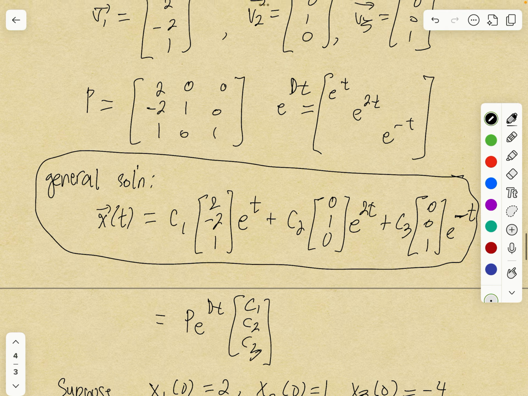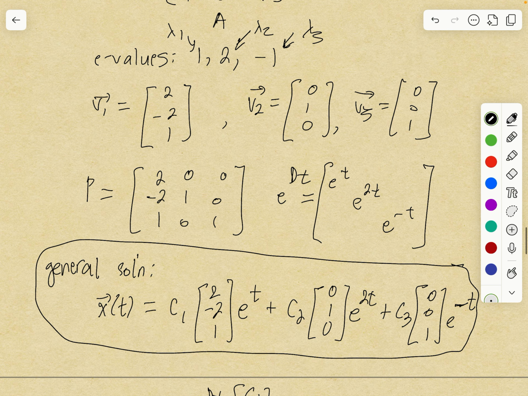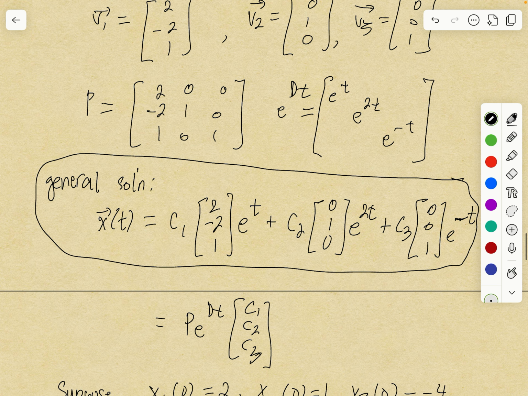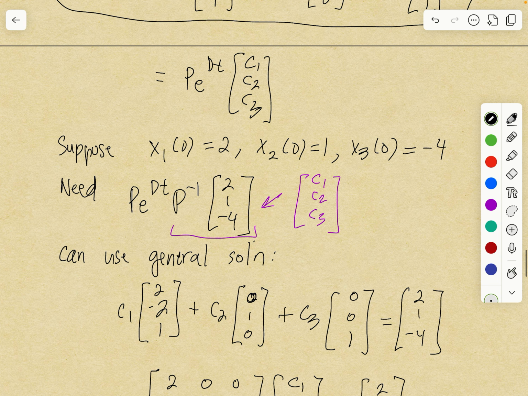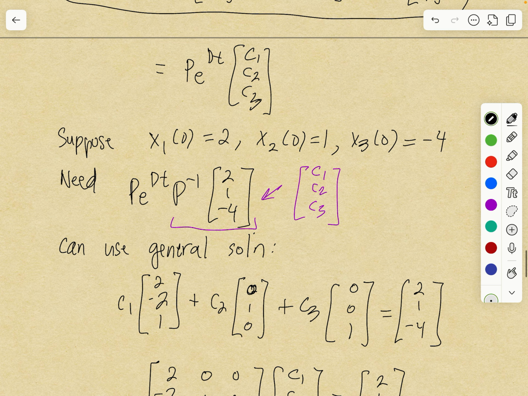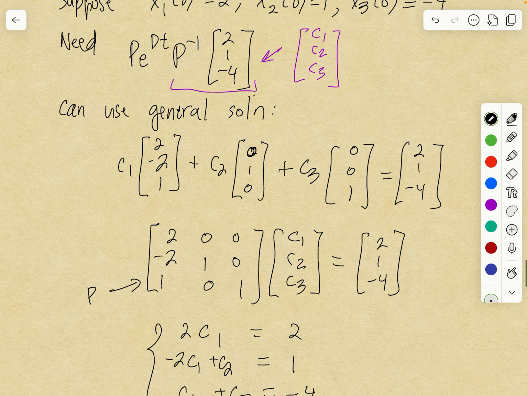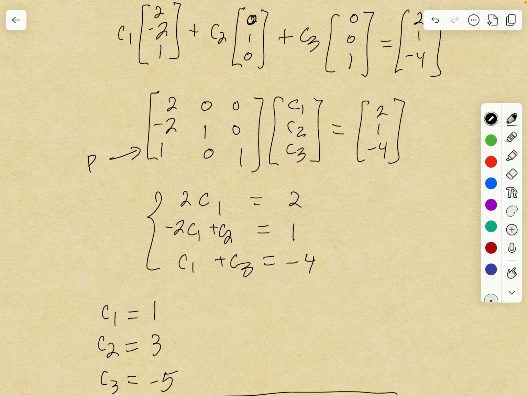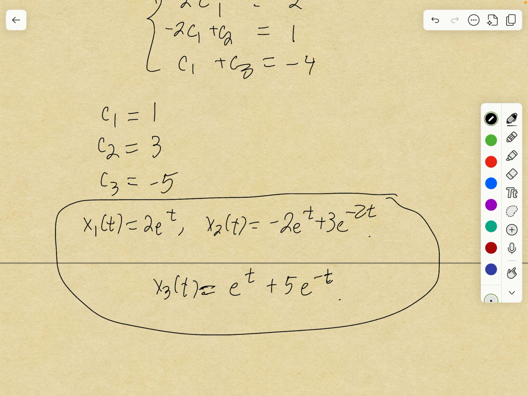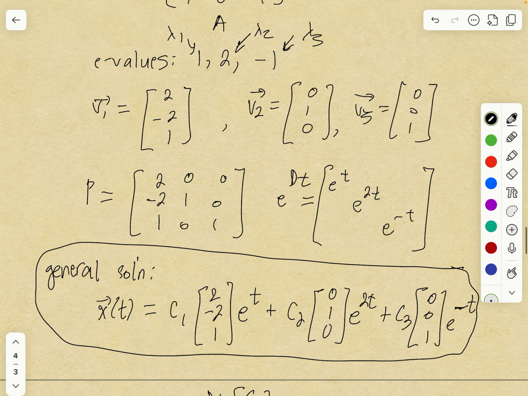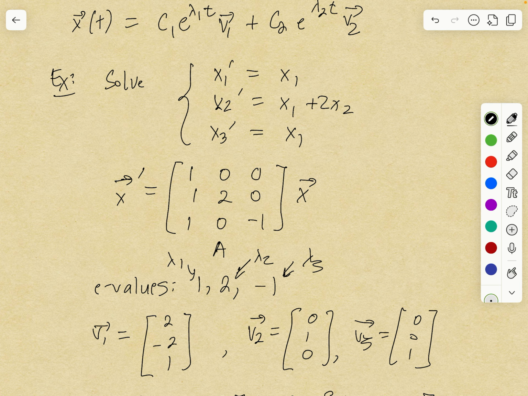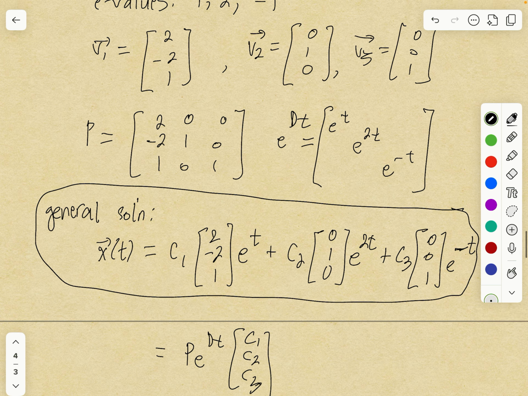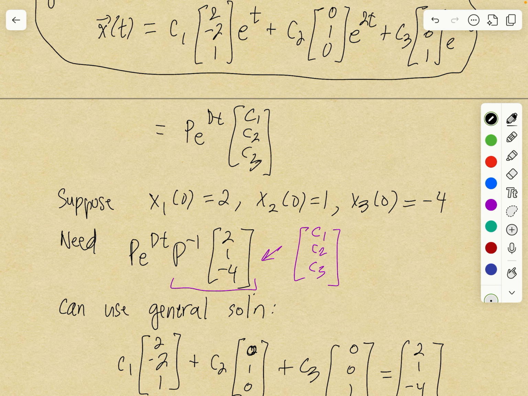Let me just check my answer because it's not the same as what I got in my notes. I got c1 minus c3 in my notes, but hopefully this is correct because I don't see any mistakes here. But anyway, the point is that the method works. I don't think I made any arithmetic mistakes, but this is how you would solve a system of differential equations using the matrix exponential when your matrix is diagonalizable, and also how to handle it when you have an initial value problem.